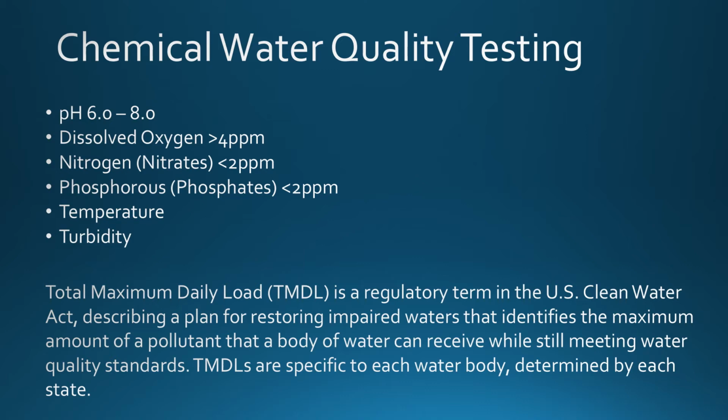When we're talking about chemical water quality, we also want to make sure we're paying attention to TMDLs, which is the total maximum daily load. That's a regulatory term in the U.S. Clean Water Act, which describes a plan for restoring impaired water, identifying the maximum amount of a pollutant that a body of water can receive while still meeting water quality standards. So most water bodies in the U.S. have a TMDL associated with them, but each one is specific to the water body, and it's determined by state agencies.